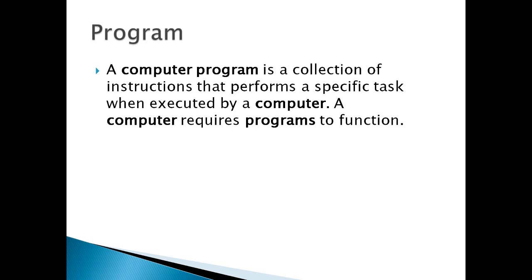The next thing is called a program. What is a program? A computer program is a collection of instructions that performs a specific task when executed by a computer. A computer requires programs to function. Now, a program is a collection of instructions that performs a specific task. By collection of instructions, we mean that when we have given multiple operations, multiple tasks to a computer, it will perform all of those tasks in the predefined order that we have given to the computer.